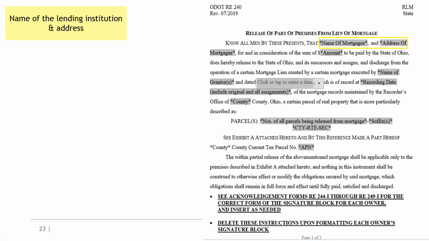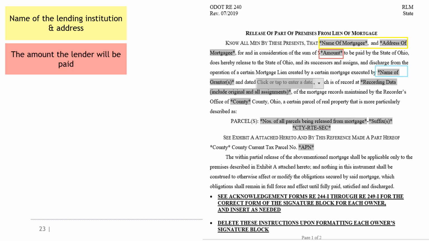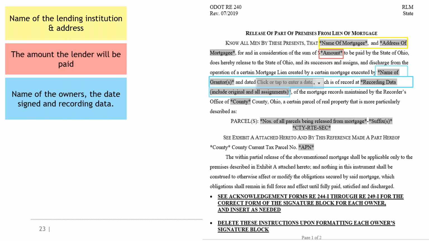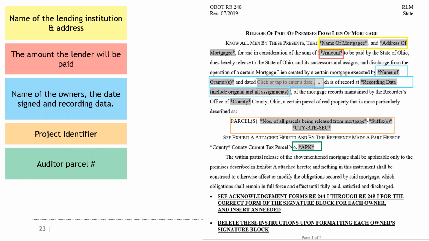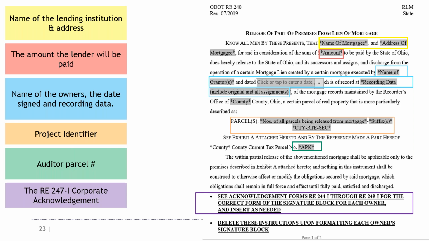Now, on the partial mortgage release, of course, it gives the name of the lending institution, the amount that will be paid to the lender, which is coming from the FMVE. And then, of course, it lists the names of the grantor, the date signed and the date recorded. And then the project identifier, the auditor's parcel number, and then also, in this case, we would insert the RE247 corporate acknowledgement form. And if you remember, we talked about acknowledgement forms under the C version of the contract. And in this case, you would notice this says the RE247I. That I means it is an instrument, so the mortgage would be recorded.